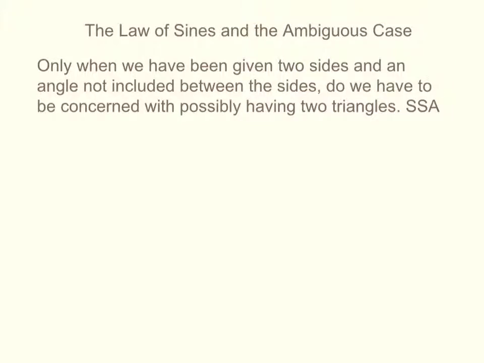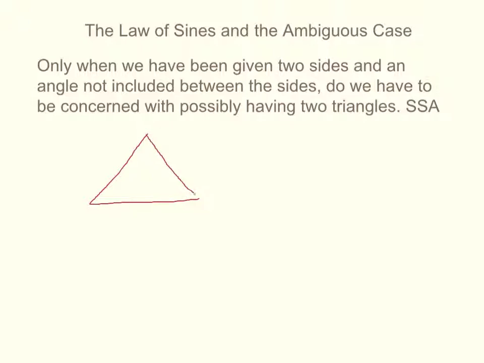This lesson talks about the law of sines and the ambiguous case. We only have to worry about the possibility of having two possible triangles when we've been given two sides of a triangle and an angle that is not included in between the two sides.